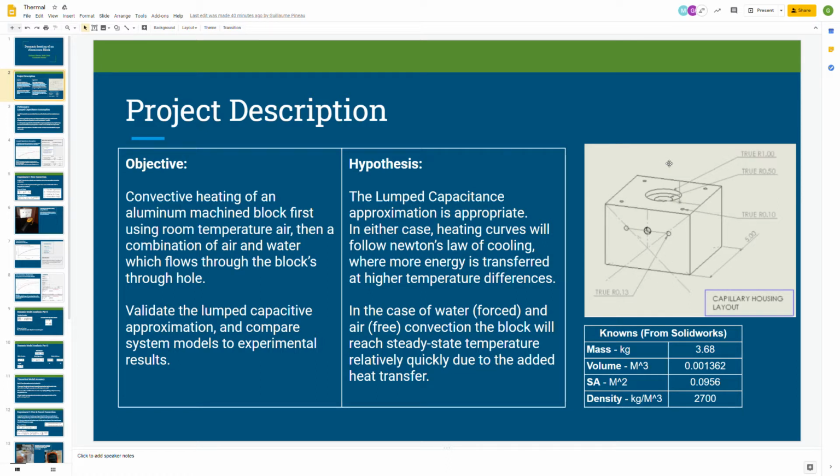What we needed to validate first was that we had a Biot number that's less than 0.1, so we can use the lumped capacitive approximation where there are no temperature gradients as a function of position in the block. Our hypotheses were that we could use the lumped capacitive approximation, and that in either case, with just convection due to air and then convection due to air and water, the system dynamics models will be effective at showing the general behavior of heating over time. And what we expect to see when we perform the test and when we model the test is something that resembles Newton's law of cooling.